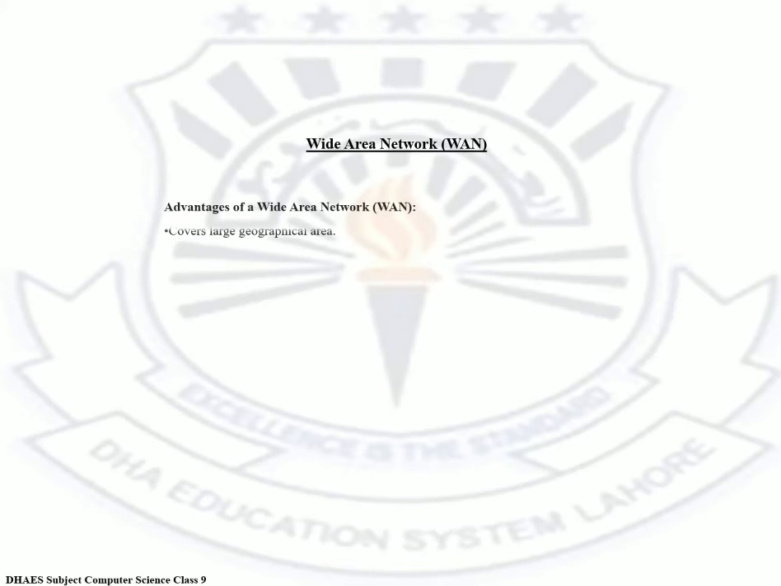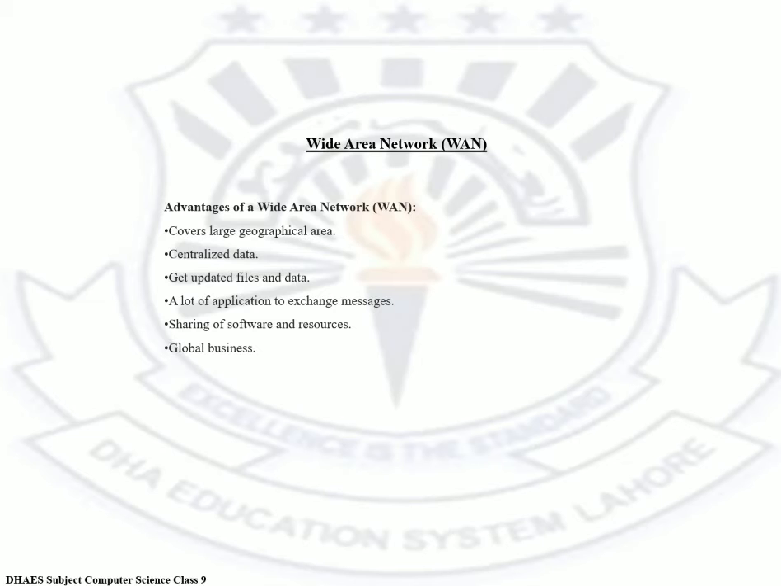Advantages of a wide area network: covers large geographical area, centralized data, get updated files and data, a lot of applications to exchange messages, sharing of software and resources, global business, high bandwidth, distribute workload and decrease travel charges.